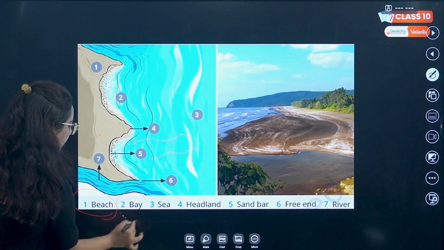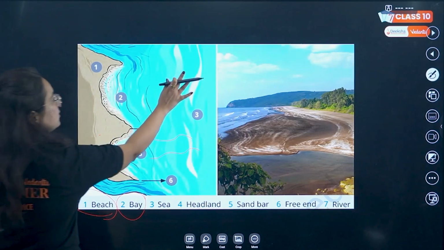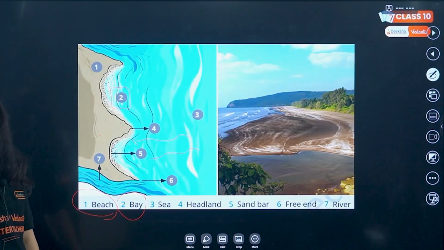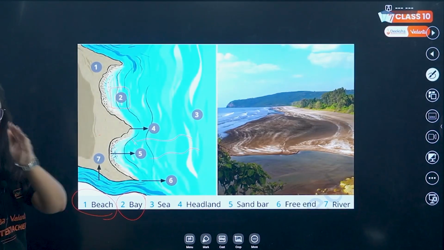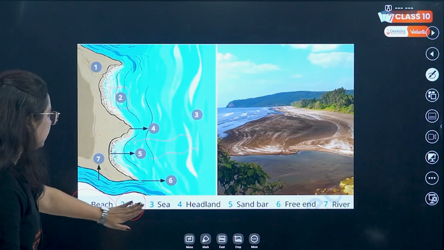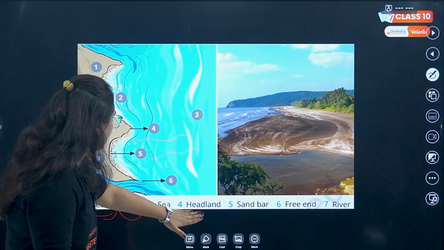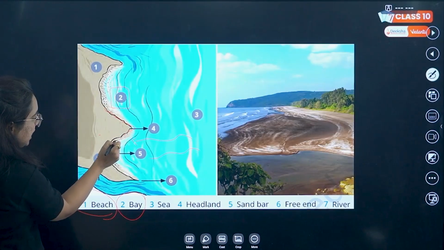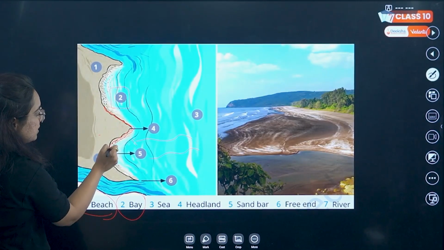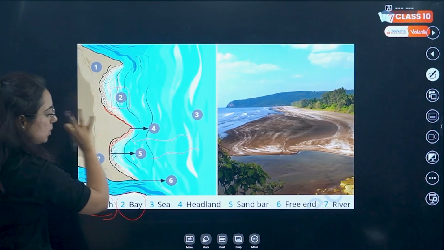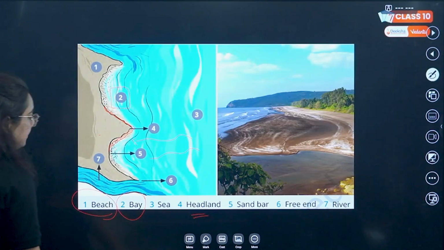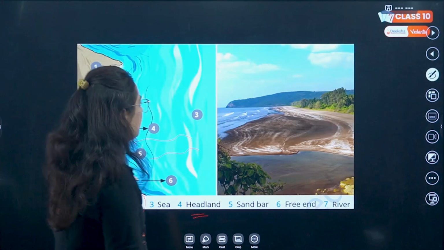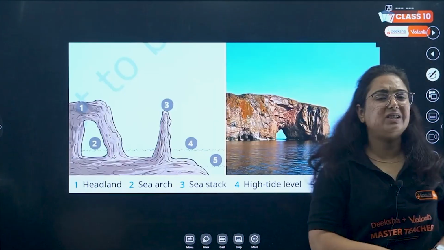The second one is bay. What is bay? This is ocean, this is land, and in between there is a small land. Between ocean and land, a piece of land, that is known as bay. Then this is sea. The fourth one is headland. Headland means, see, this particular thing which is towards the ocean, the land towards the ocean is known as headland. Then we have sandbars over here, and then the river. This is riverine.